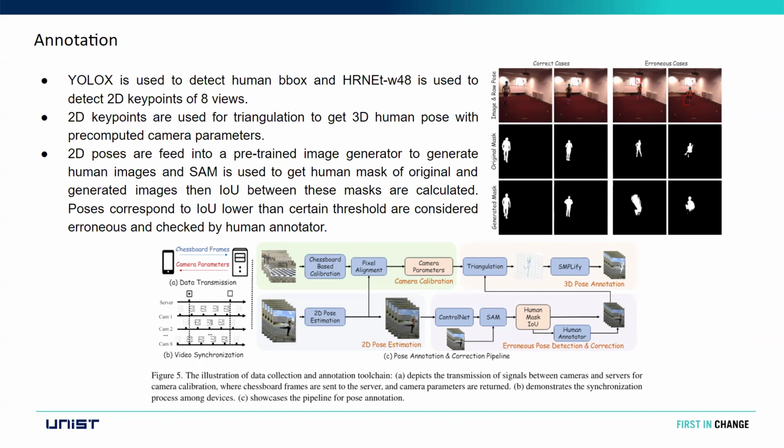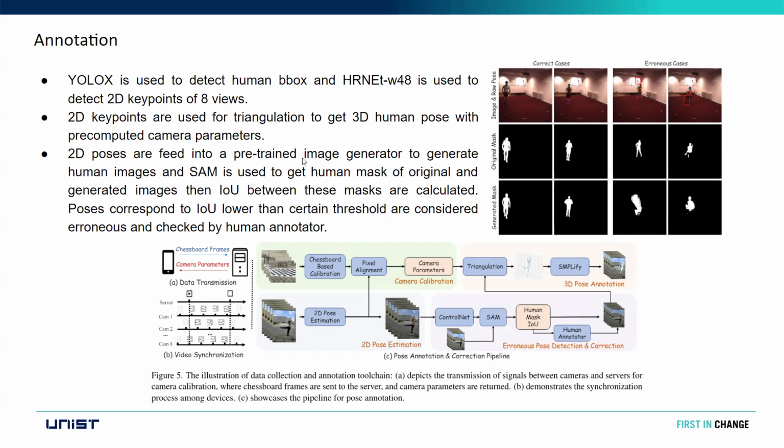Then 2D poses are fit. The pipeline is actually here. So the 2D first: they do chessboard-based calibration, the pixel alignment, further alignment for camera parameters, and they get the camera parameters, then do triangulation coming from this 2D pose estimation. Additionally, this is not enough. They say that these 2D poses might be incorrect. Obviously, these are estimations coming from a model, a 2D pose estimation model.